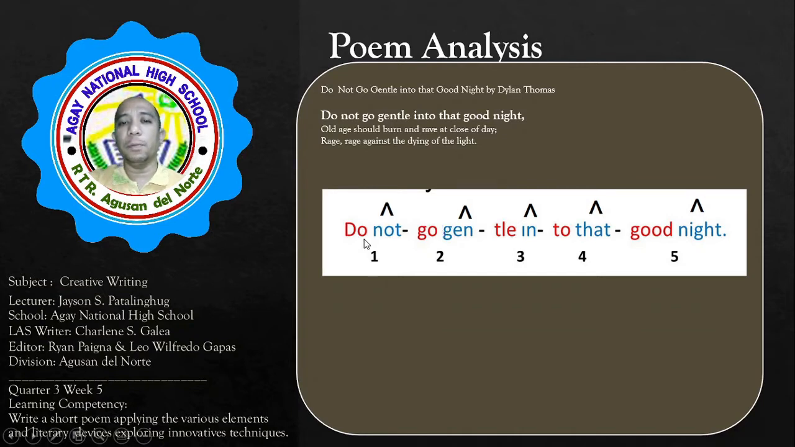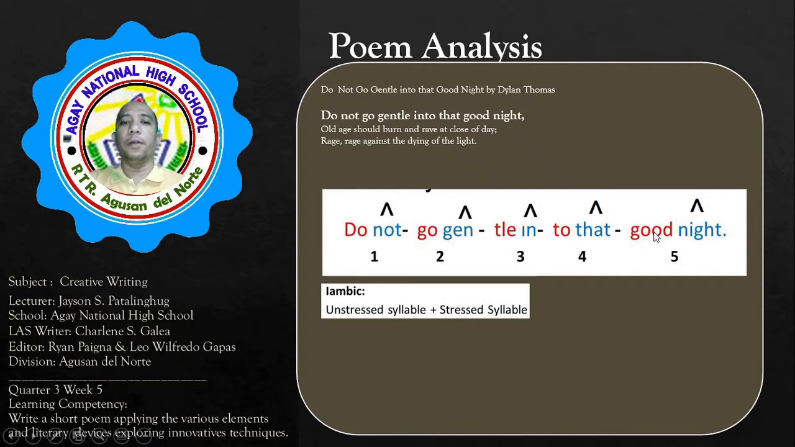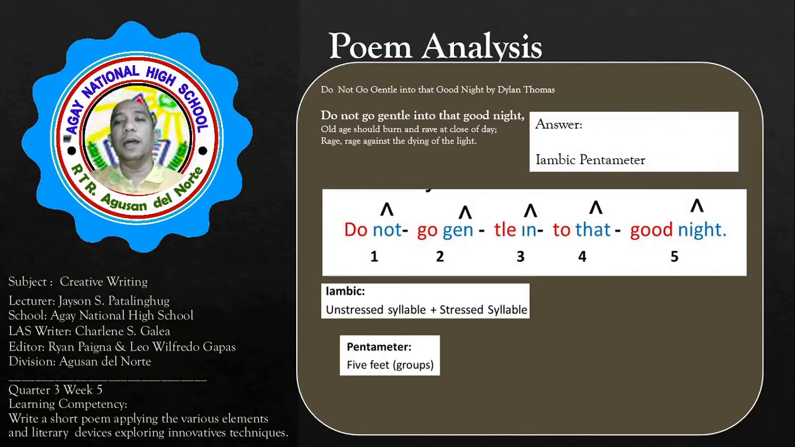So how many iambs do we have? 1, 2, 3, 4, 5. There are 5 iambs or 5 groups, so it's called an iambic pentameter. Since there are 5 iambs in that line, the answer is iambic pentameter.